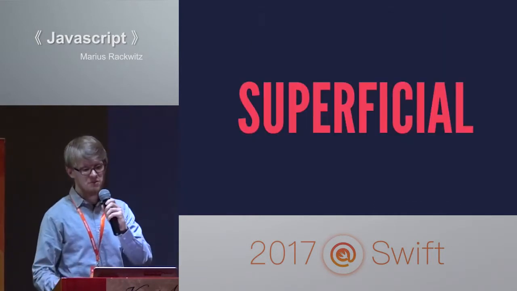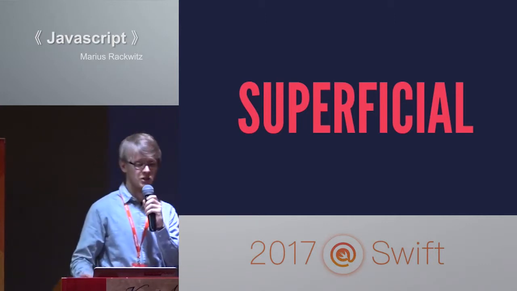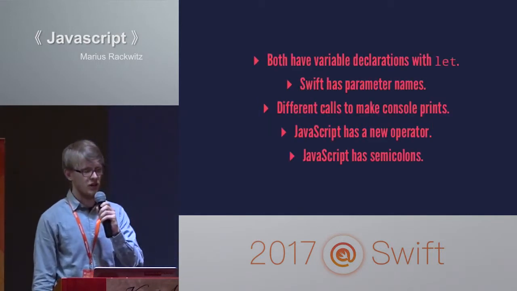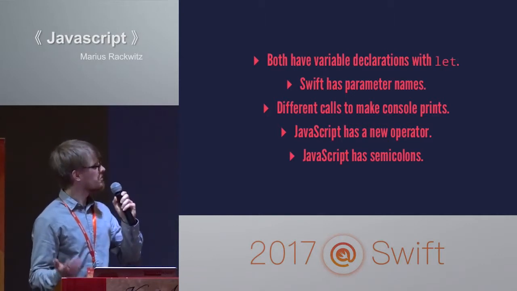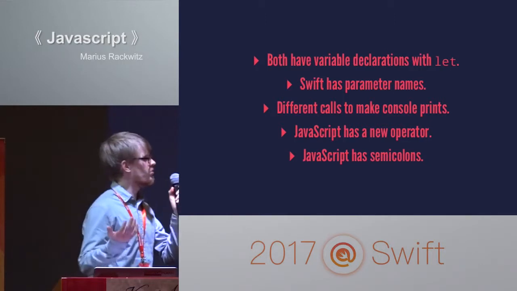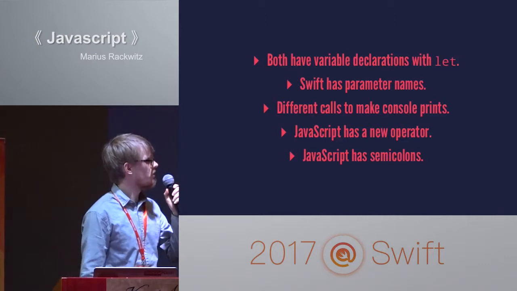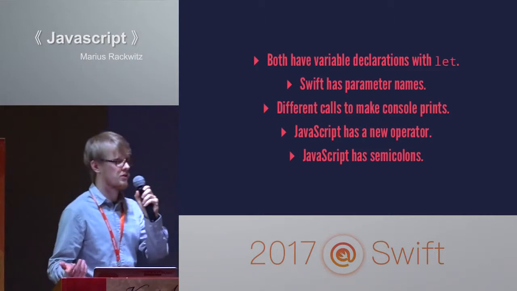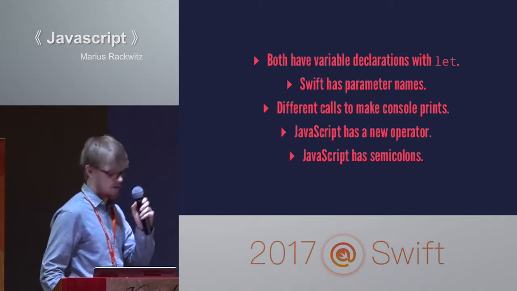So, from a superficial point of view, what are the actual differences we have seen? Both are variable declarations with let, which, I must admit, when I last looked at JavaScript, surprised me. Haven't seen that. Swift has parameter names. Well, okay, just skip that. Then we have different calls to make console prints. Very important to remember, because that's how we're going to debug our code most of the time. And JavaScript has a new operator. Okay, fair enough. And then there are semicolons.